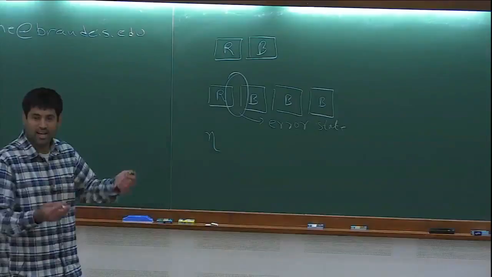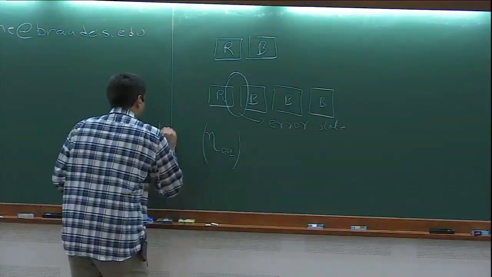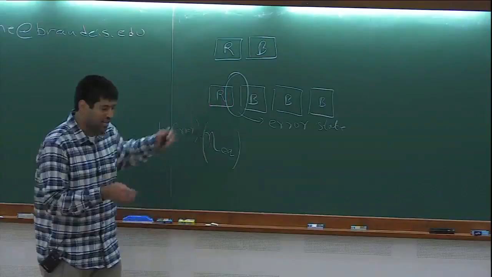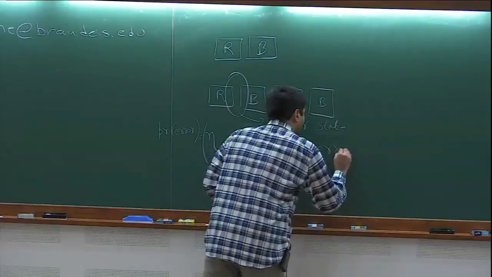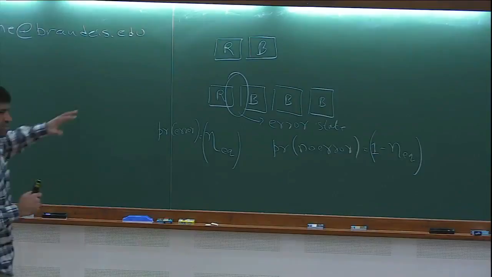So this would be my error state, and let's say the probability of seeing errors when you just have the native interactions is eta equilibrium. So this is the probability of having an error, and this depends on the interaction strengths, as we discussed. And the probability of not having errors in a bond is 1 minus eta equilibrium. Okay, so I have the system, and in the absence of anything else, it's going to form its assembly.